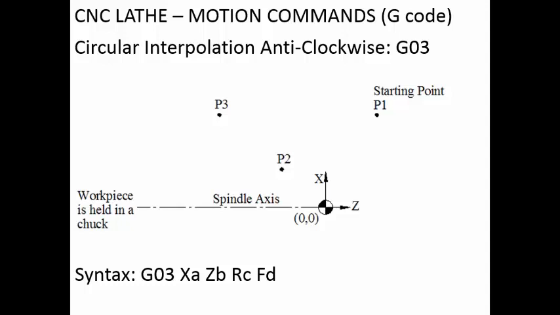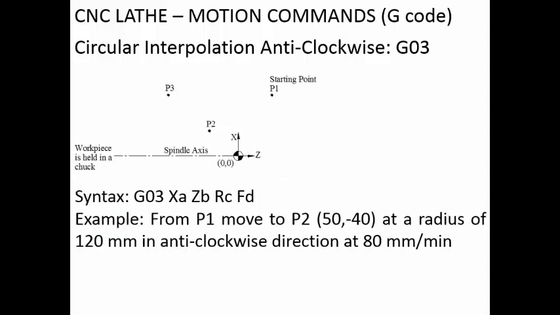So we'll try to understand the code by using a small example. Let us say we want to move from P1 to the point P2 whose coordinates are 50 and minus 40 at a radius of 120 millimeter in anti-clockwise direction at 80 millimeter per minute. So that is the feed rate. So this is how the path will be there. If you are seeing the 2 points, we want to move in the counterclockwise direction. So this will be the counterclockwise direction. The center of the radius will be somewhere on this side here.